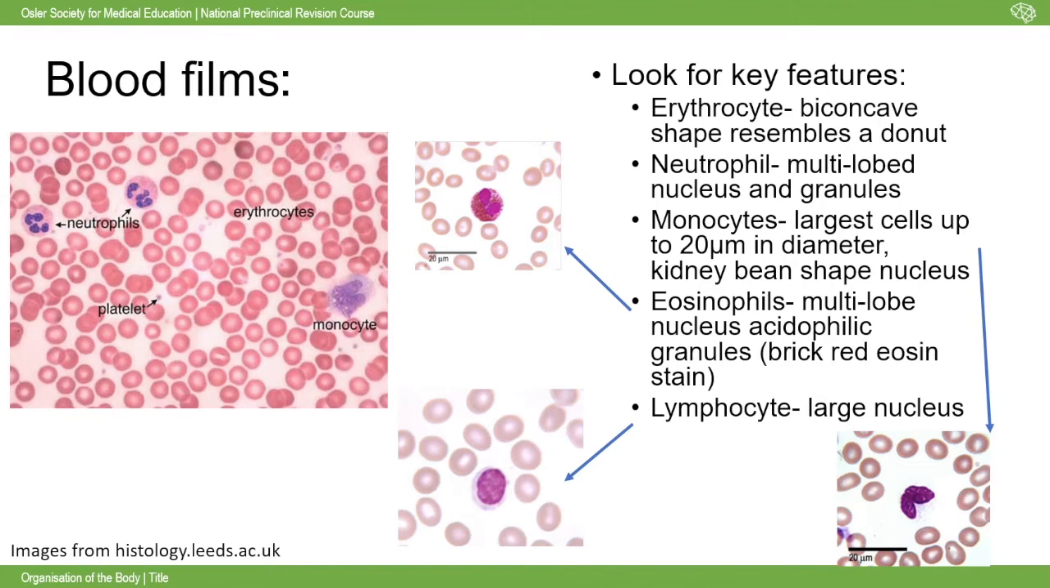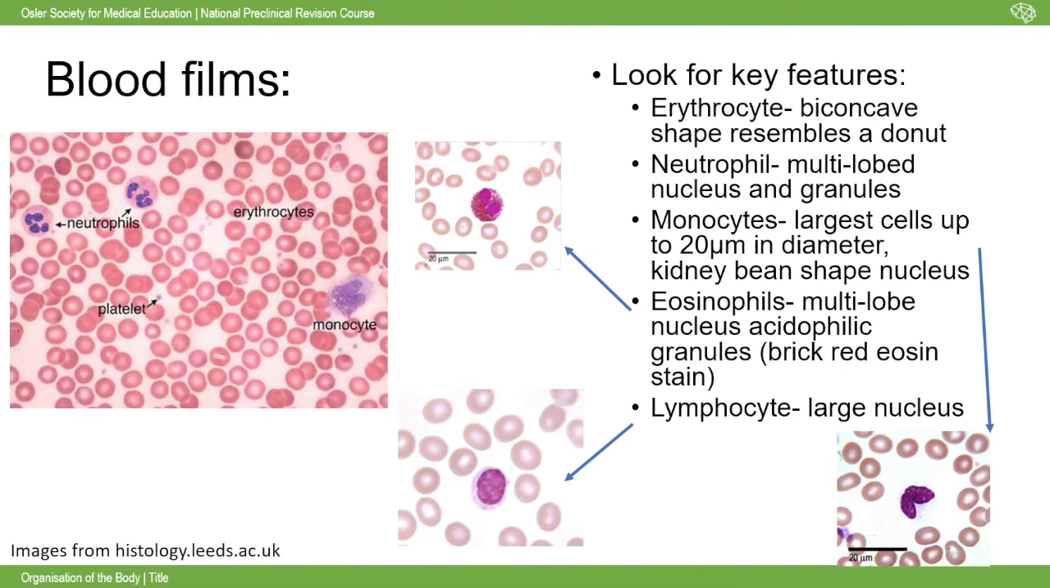So the key features I want to point out to you. Erythrocytes, which are the majority of the panel on the left, are biconcave shapes, and they resemble donuts. You can see you have that outer rim of red, and then because of the biconcave shape, less red within the middle. And that's how you can identify them.